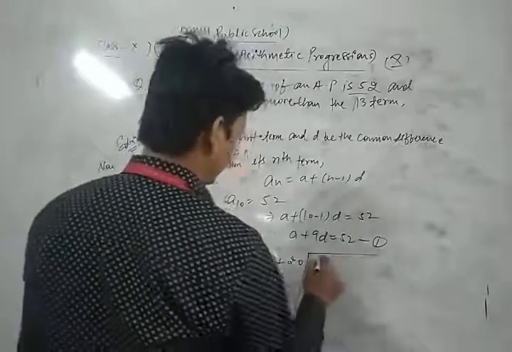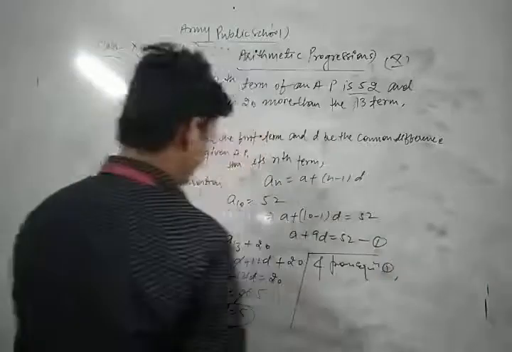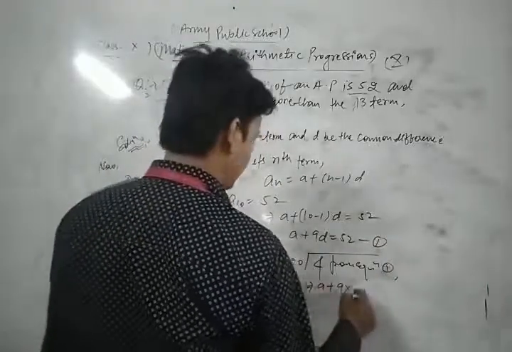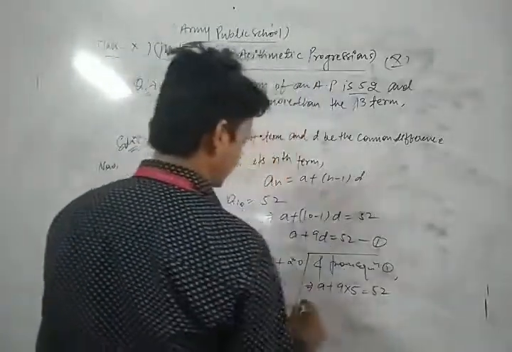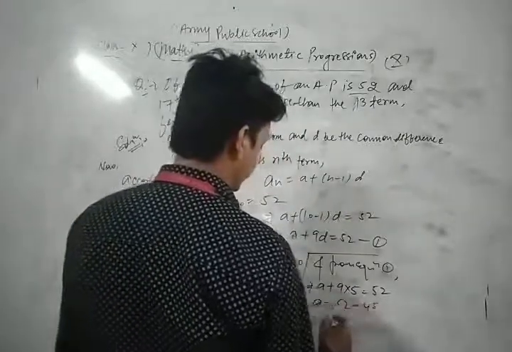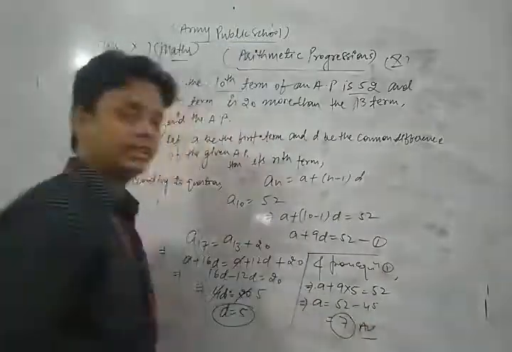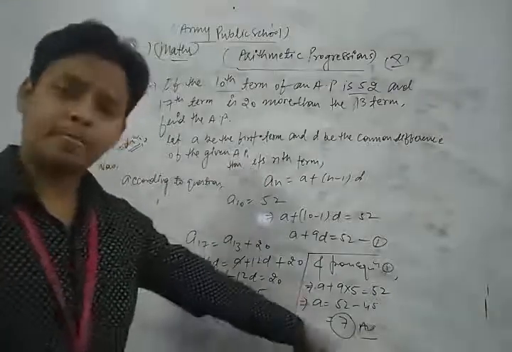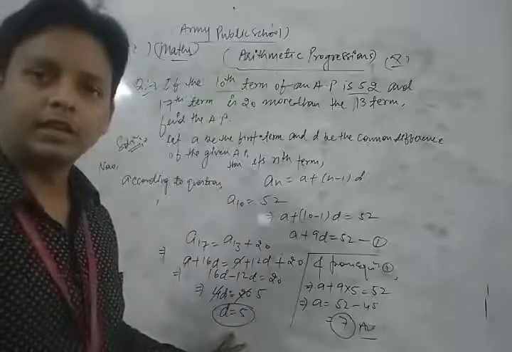Now from equation 1, we put the value of d. So a plus 9 into 5 is equal to 52. The value of a is 52 minus 45, since 9 fives are 45. So we get 7. Thus the value of a is 7. In this way we find the first term as well as the common difference of the given AP.